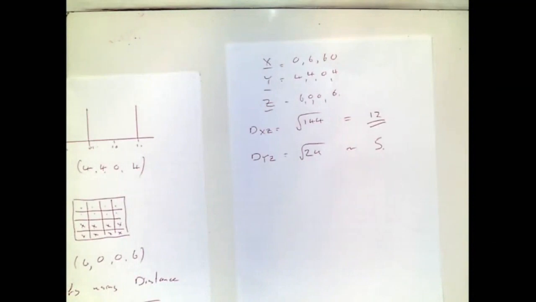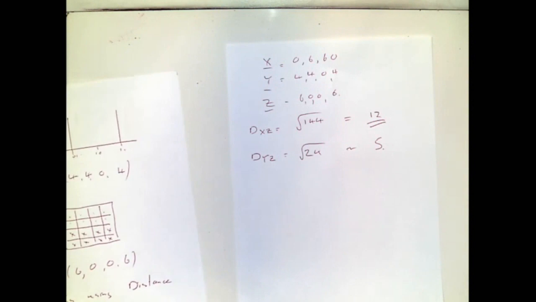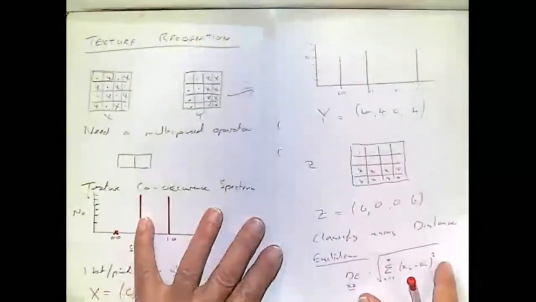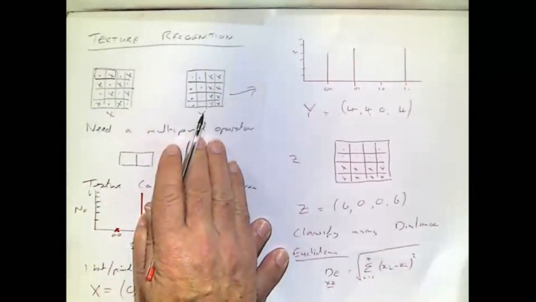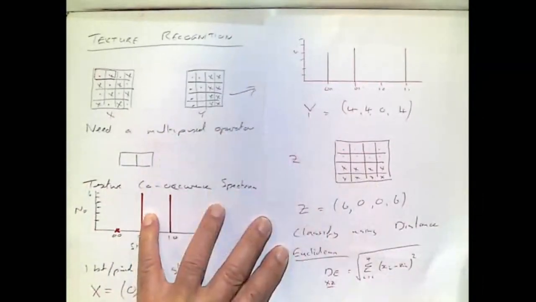So according to the distance classifier, Z is which class? Y. Does it make sense? Go back to the images. That was the unknown. We're comparing it with that one. No, nothing like it. We're comparing it with that one. Subjectively, yes, it's bringing the two together.